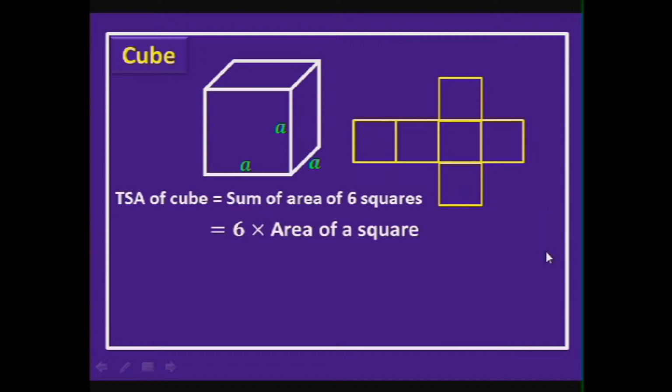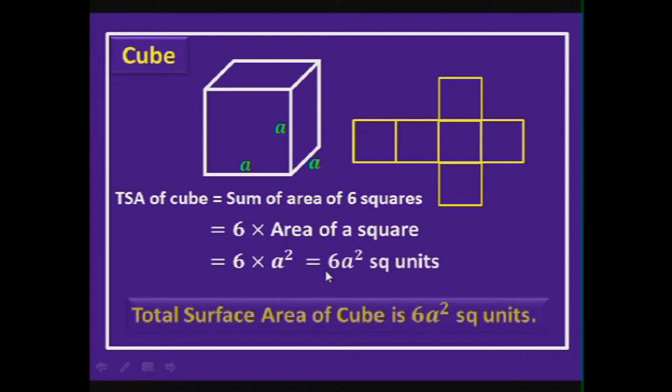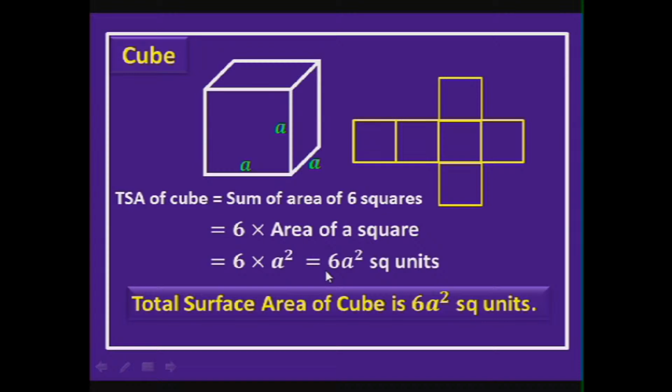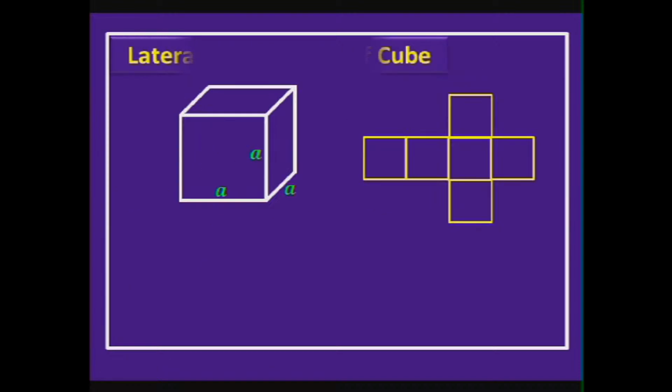Now, let us apply this formula, children, in finding the total surface area. So, your side is nothing but A, right, length of the side. So, 6 into area of a square. So, area of a square is A square, 6 into A square. What do you get, children? Yes, 6A square. Hence, I can say that the total surface area of cube is 6A square square units. Now, let us find out the lateral surface area of cube.